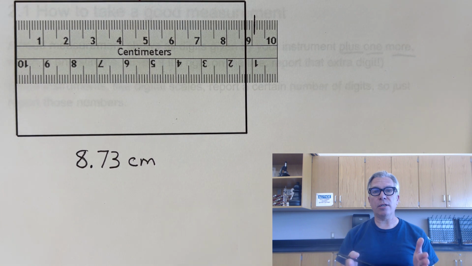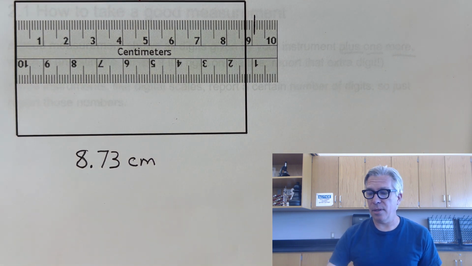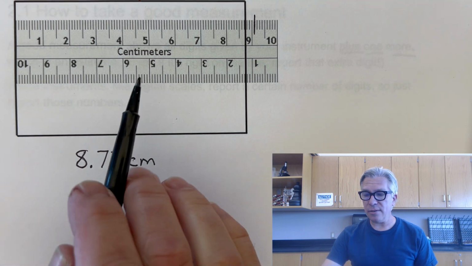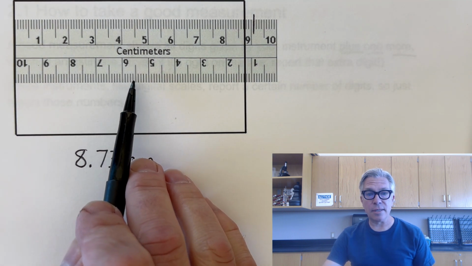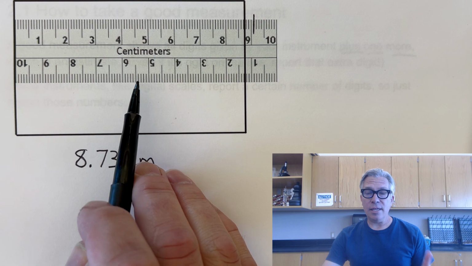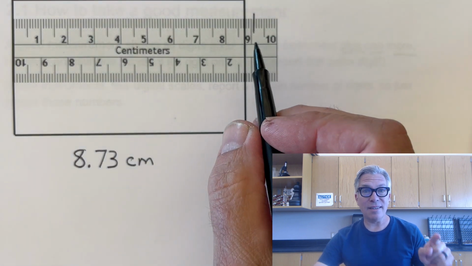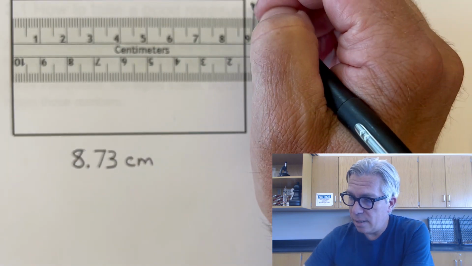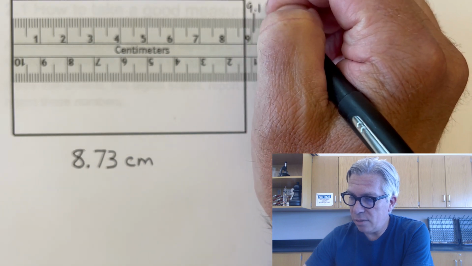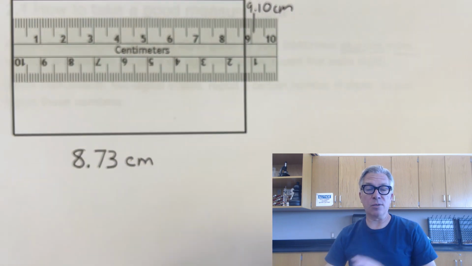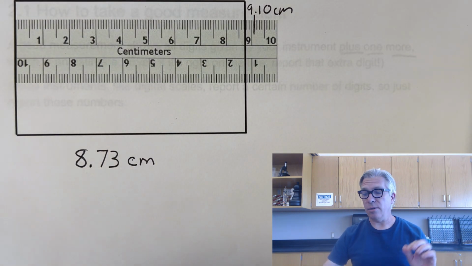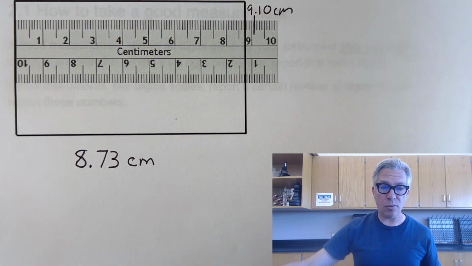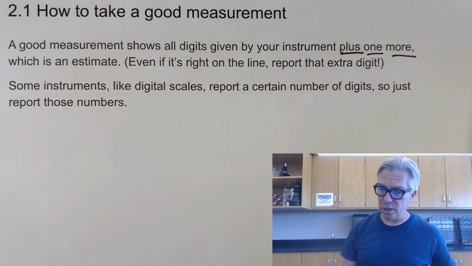Well, you always want to look at your instrument and say, what place is my instrument giving me to? And then add one more. So if this is giving me definitely to the tenths, I need to go to the hundredths. Even if it's right on the line, give that hundredths place and let's call it 9.10 centimeters, because we estimated to the hundredths and our instrument gave us to the tenths. So always go one more, which is an estimate.